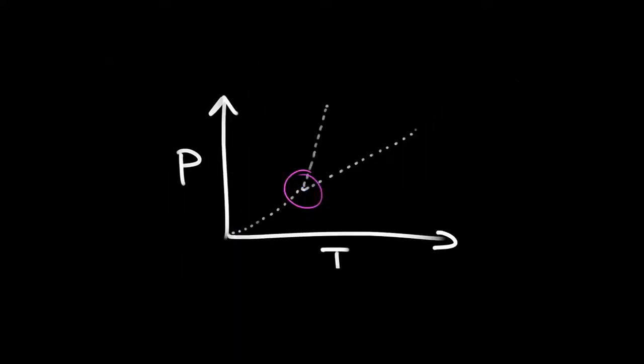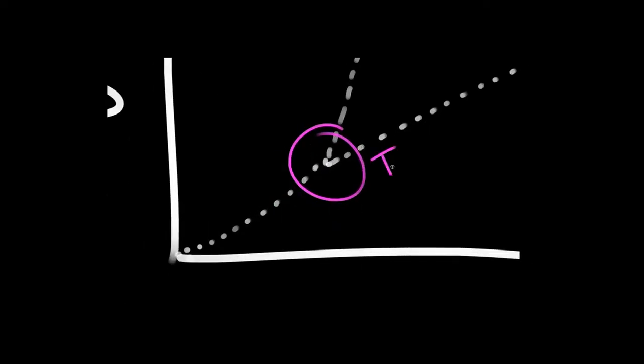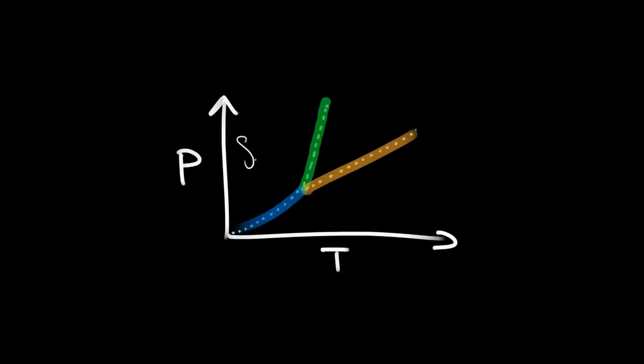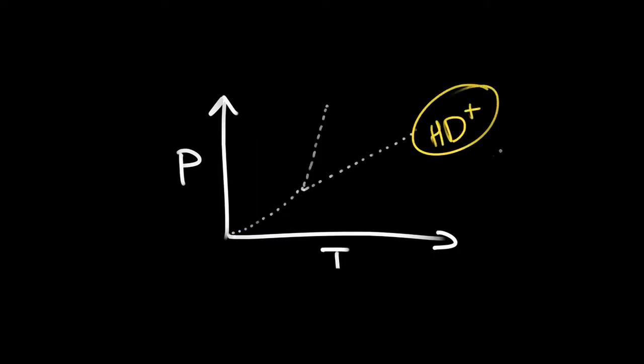The point where all the curves meet is known as the triple point. At this point, the substance will be in equilibrium with the solid, liquid, and gas phases. We can use the phase diagram of a substance to explain or predict what phase it will be in at any given temperature and pressure.